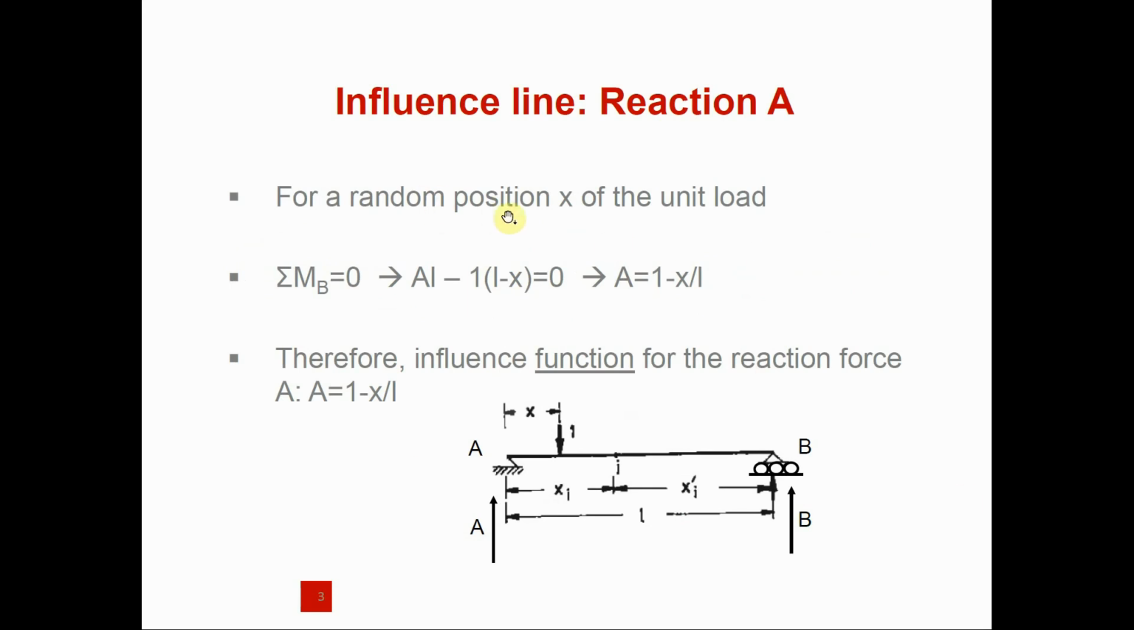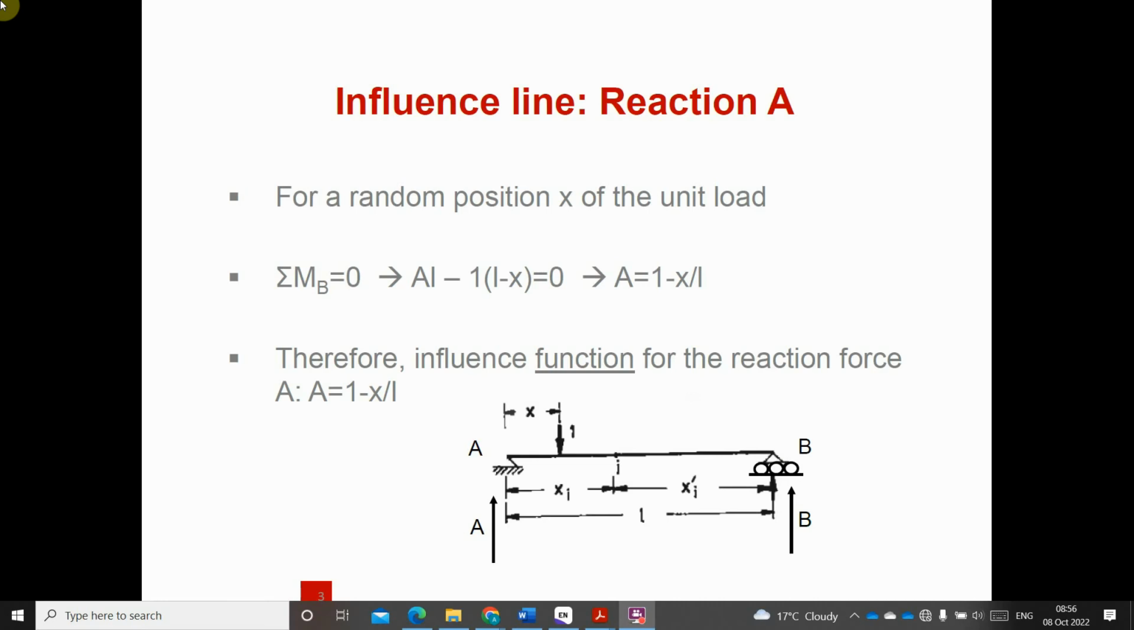So for a random position S of the unit load, we take the summation of moments about point B. Why are we doing that? If we want to get the reaction at A, we take moments about point B, and if we want to get the reaction at B, we take moments about point A. So for this particular one, we want to get the reaction at point A, so we take the moments about point B.